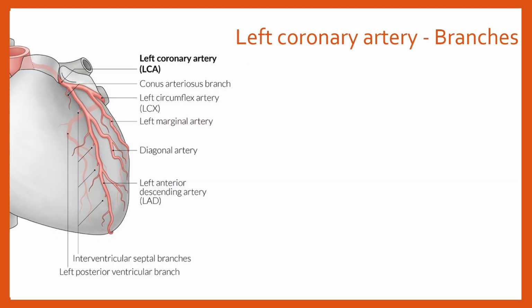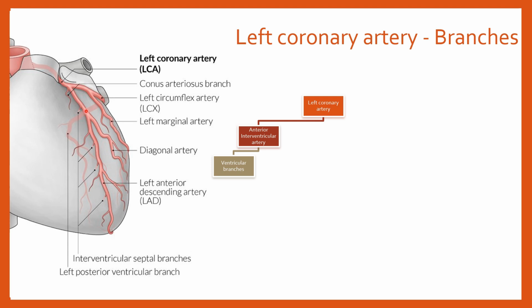Now let's study the branches of the left coronary artery. The left coronary artery gives two branches, that is the anterior intraventricular artery, and another one is the left circumflex artery. The anterior intraventricular artery passes in the anterior intraventricular groove, where it gives the ventricular rami for both the right side, that is the right ventricle, as well as to the left ventricle.